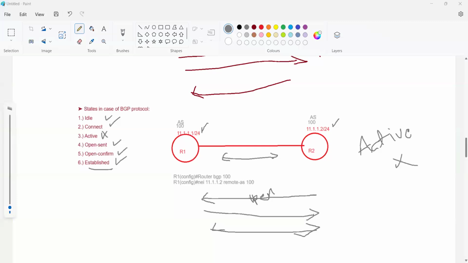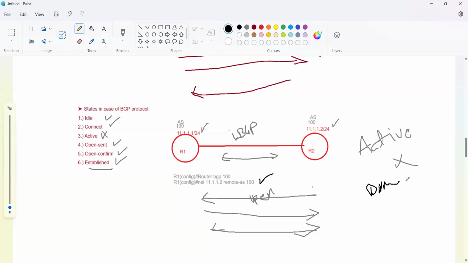See guys, actually we have types of states. Whenever you are configuring BGP in between two routers, we have the command router bgp 100 and the neighbor command. Statically, we are enabling the neighborship with the help of the neighbor command. So this is not a dynamic routing protocol. We are configuring the neighborship statically. So one side you enable, one side is not enabled.